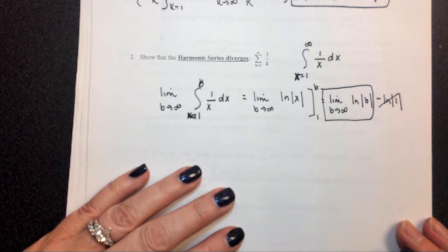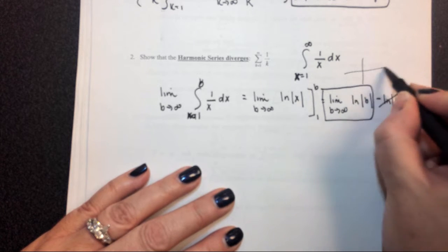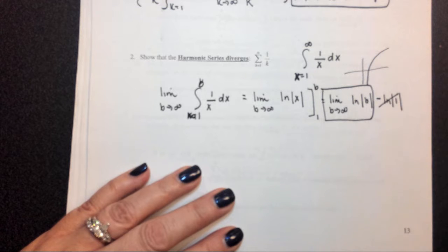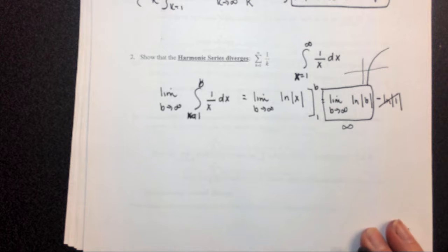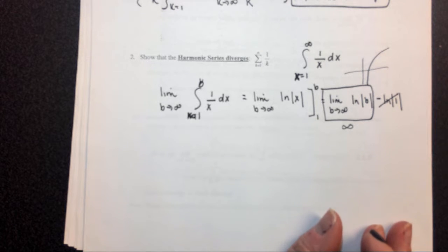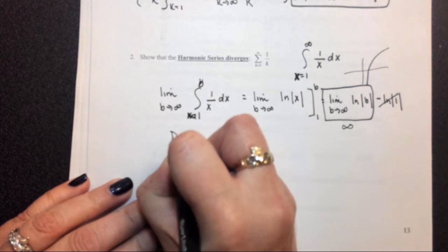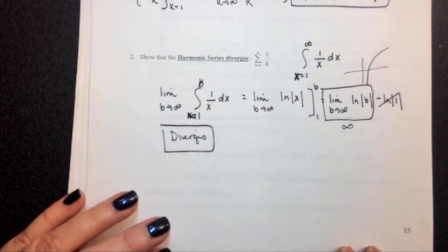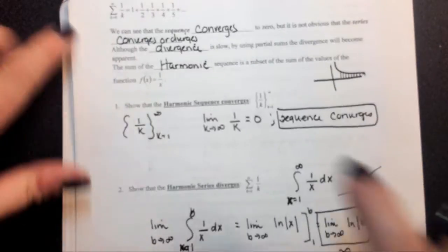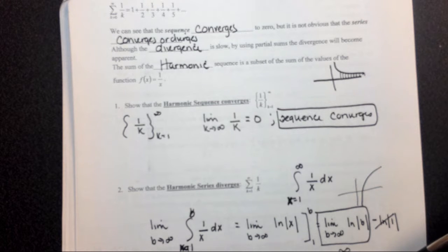So this is where you need to remember the end behavior of your natural log function as you're approaching infinity. Remember, we have a vertical asymptote that's going towards what? Infinity. So now remember what's going to happen with this integral. If the limit is going to infinity, is this integral going to diverge or is it going to converge? Diverge, so divergence. The harmonic series is just the 1 over k. What you have to remember is the sequence converges, but the series is going to diverge.